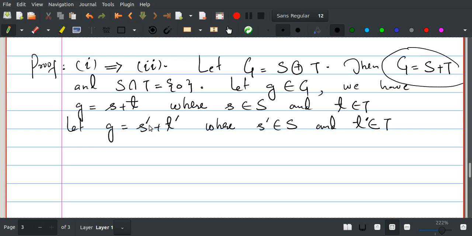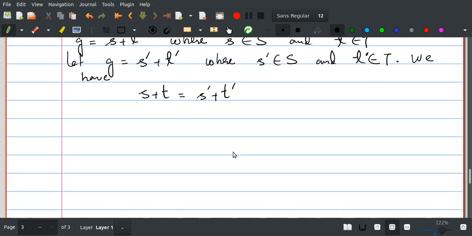So comparing these two over here, we have S plus T equal to S prime plus T prime, or S minus S prime is the same as T prime minus T. Now S is in S, S prime is in S. S being a group, S minus S prime is in S, so this element is in S.